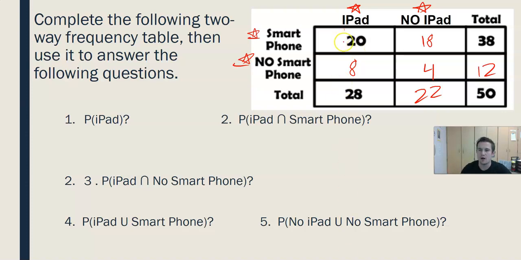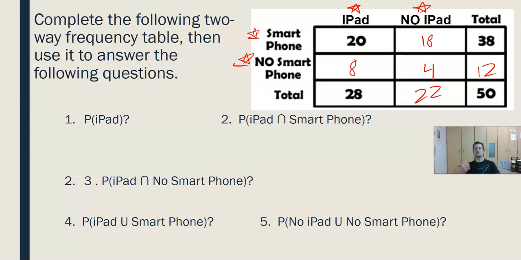So notice all of these, the columns and rows, the totals have to match up. So this row right here, 20 plus 18 has to equal 38. This row right here, 8 plus 4 has to equal 12. This row right here, 28 plus 22 has to equal 50. And then same going down in the columns, 20 plus 8 has to equal 28. 18 plus 4 has to equal 22. 38 plus 12 has to equal 50. That's how these frequency tables are set up, such that no one is missing. Everyone is accounted for. All these totals add up.